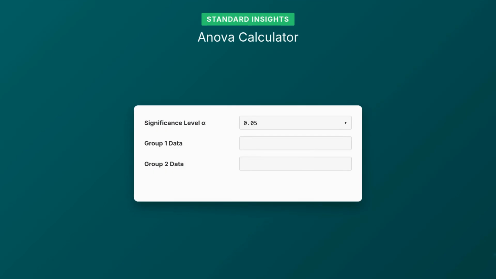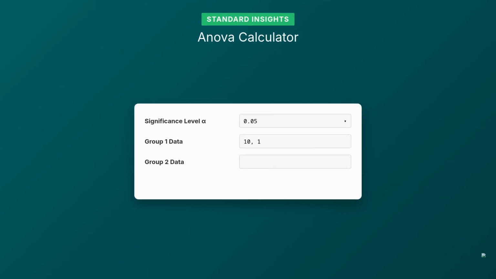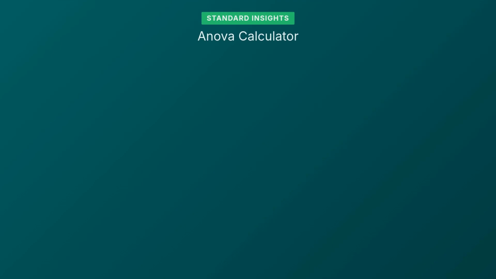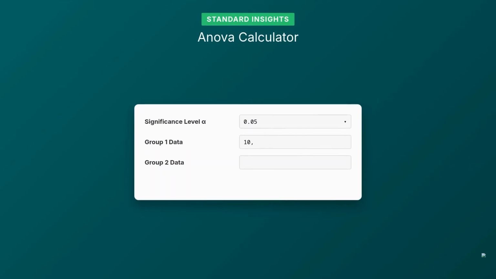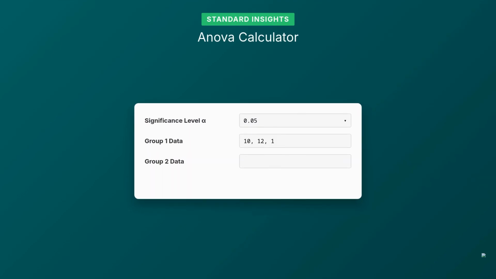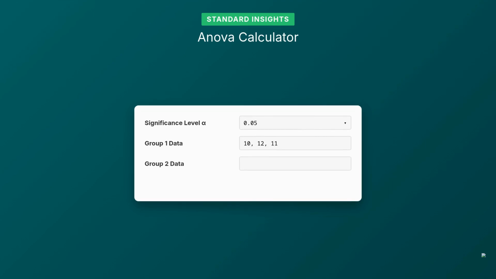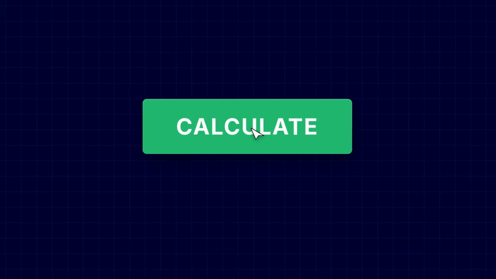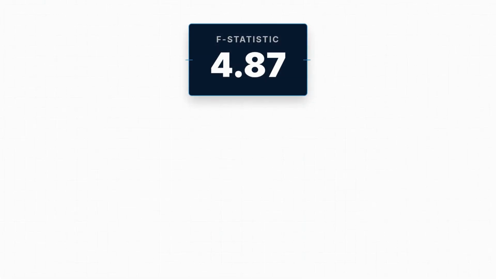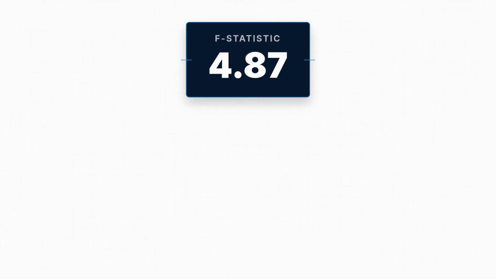Now enter your data. In the Group 1 data field, type your values comma separated. Do the same for Group 2 data and Group 3 data. Each group accepts numerical values like the placeholders suggest. Click Calculate to run the analysis. The calculator processes your data and provides comprehensive ANOVA results.